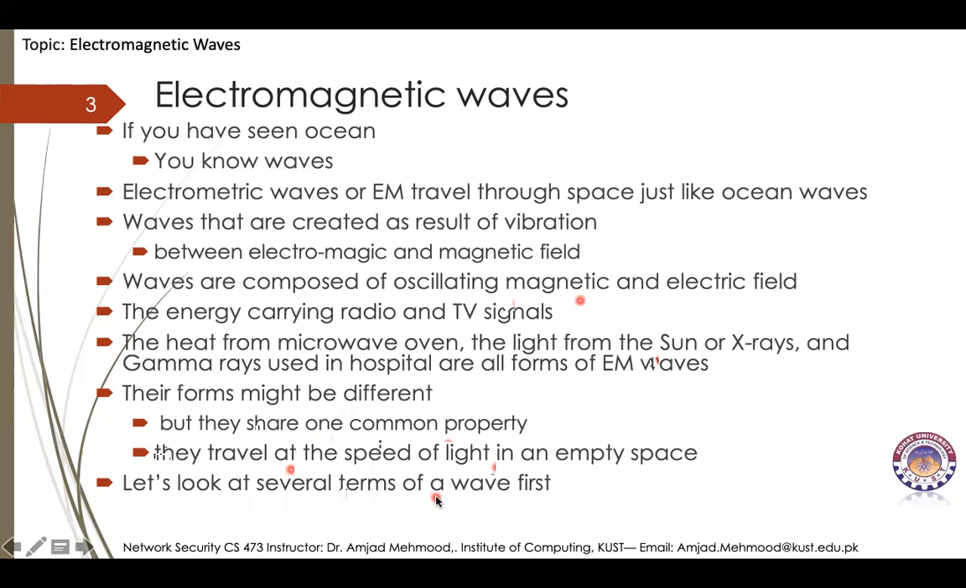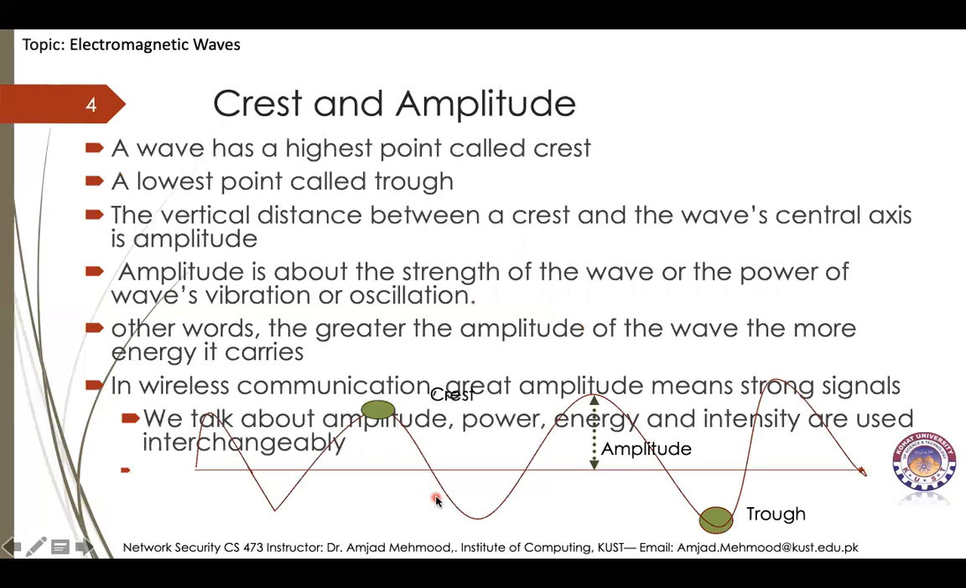Let's look at several terms of a wave first. As you know, a wave has a highest point called the crest. If you consider this as a wave, this is its topmost point. This is called the crest, and this is its lowest point. We call it the trough. The vertical distance between a crest and the wave central axis is amplitude. So this is called amplitude.